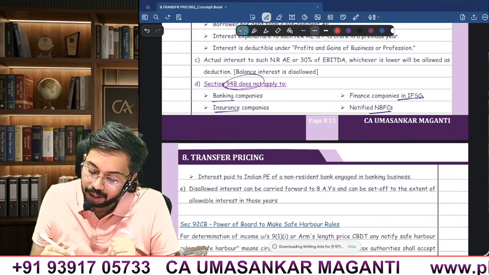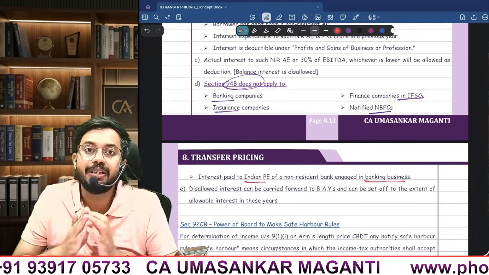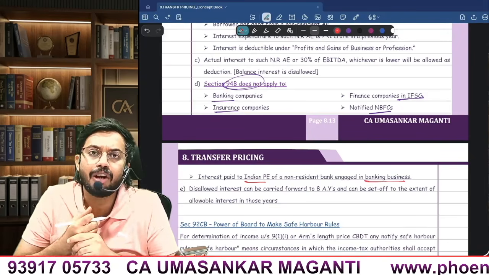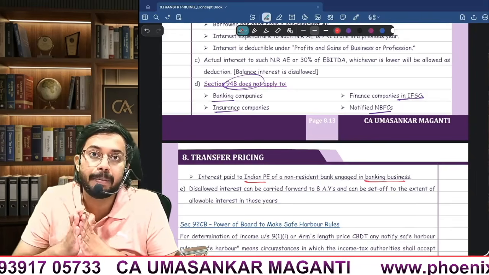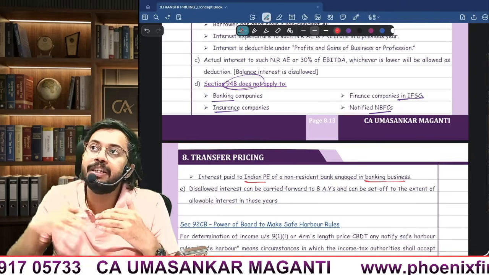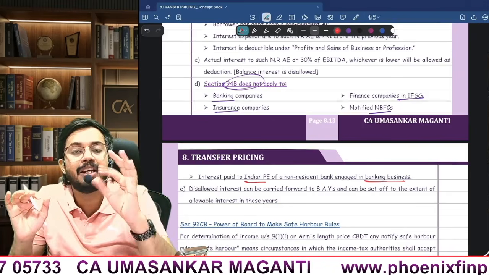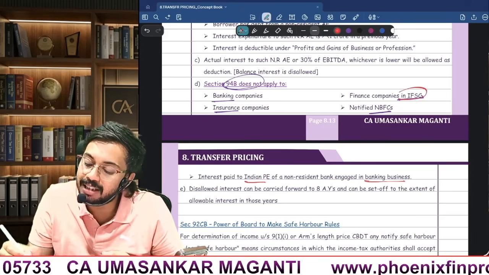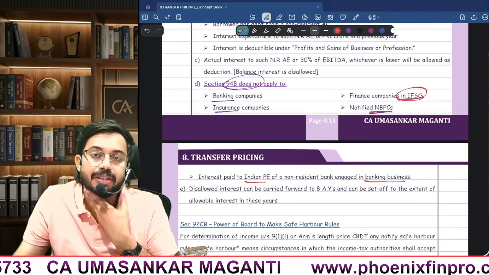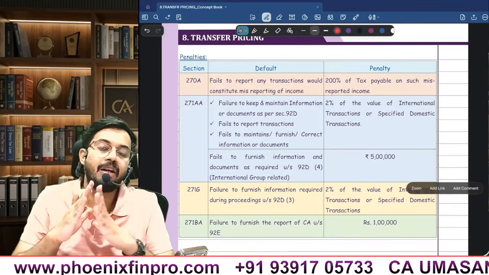Next, interest paid to the Indian PE of a non-resident bank engaged in banking business. That means, let's say HSBC, Hongkong and Shanghai Banking Corporation, has a subsidiary company in India. If the Indian company pays interest to the parent company, then also the 94B provisions are not applicable. Simply, for banking and insurance companies and those finance companies engaged in IFSC, and notified NBFCs, section 94B provisions are not applicable. Now we will see penalties under transfer pricing.